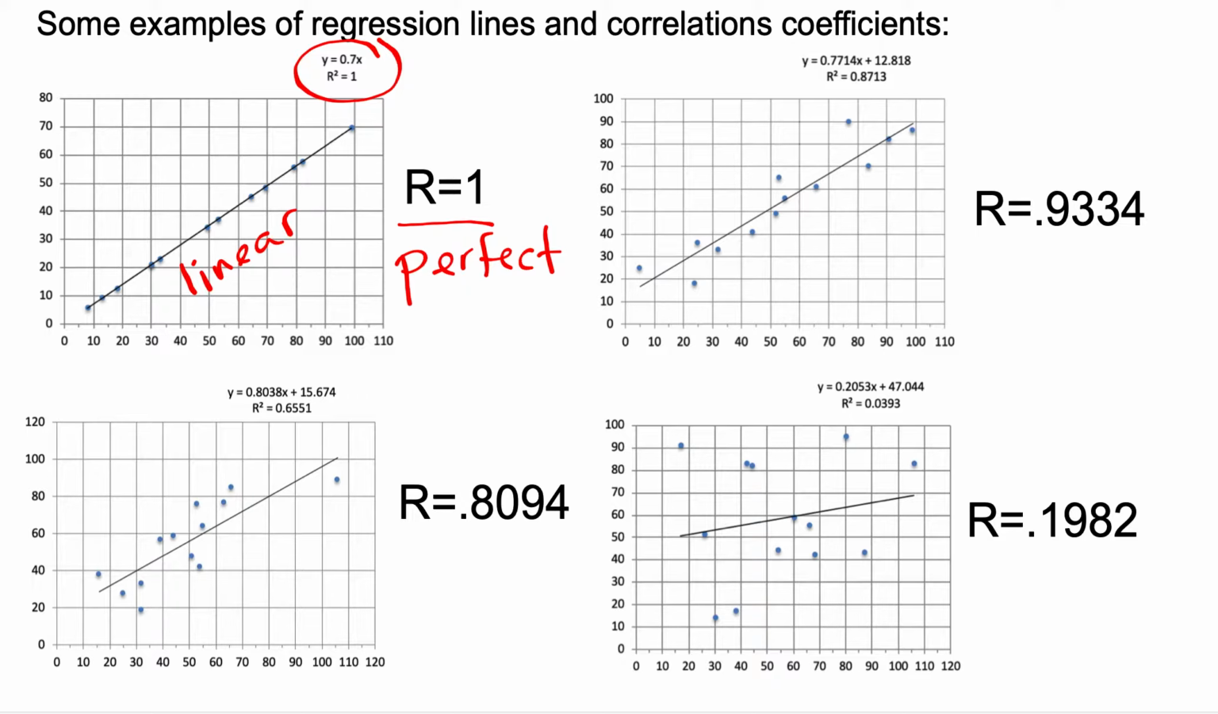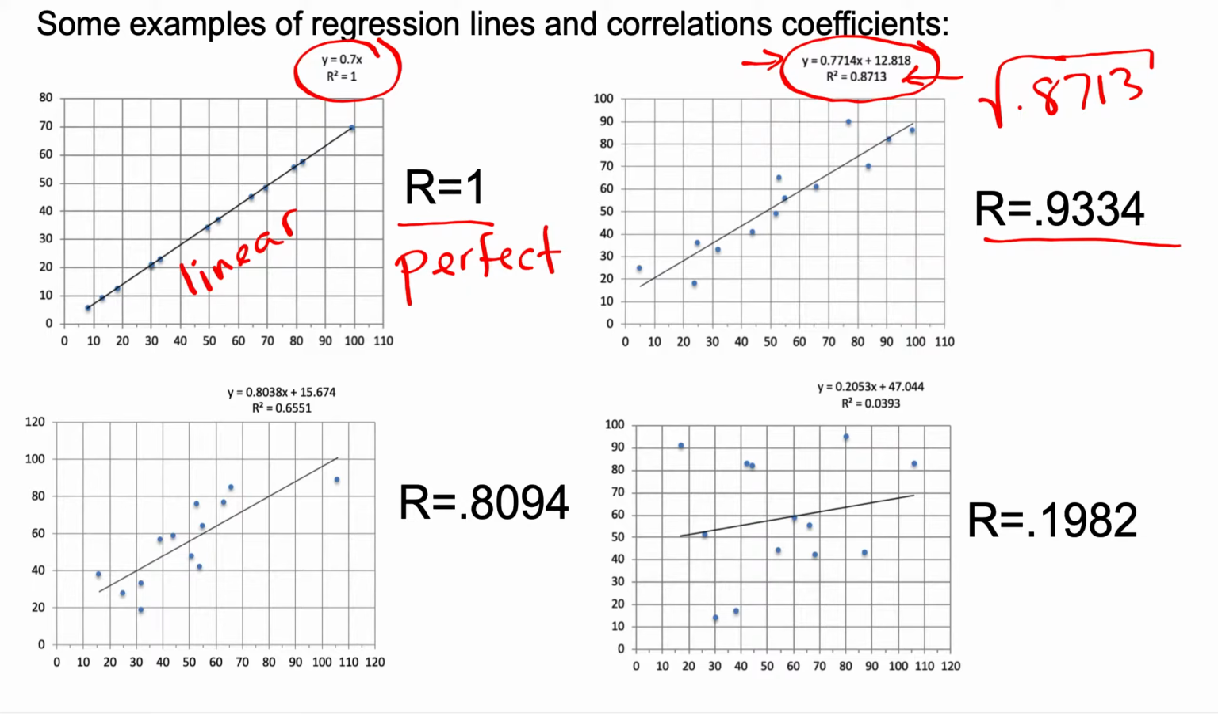Okay, next one. This one, again done in Microsoft Excel, it spit out this equation, and it gave us an r squared of 0.8713. We square root that, we get our correlation coefficient of 0.9334. Now 0.9 is really close to 1. This is a very good, strong, positive correlation. And you can see that the line that has been drawn, which is specifically that line of best fit, which is statistically calculated, is really close to a good share of those points.